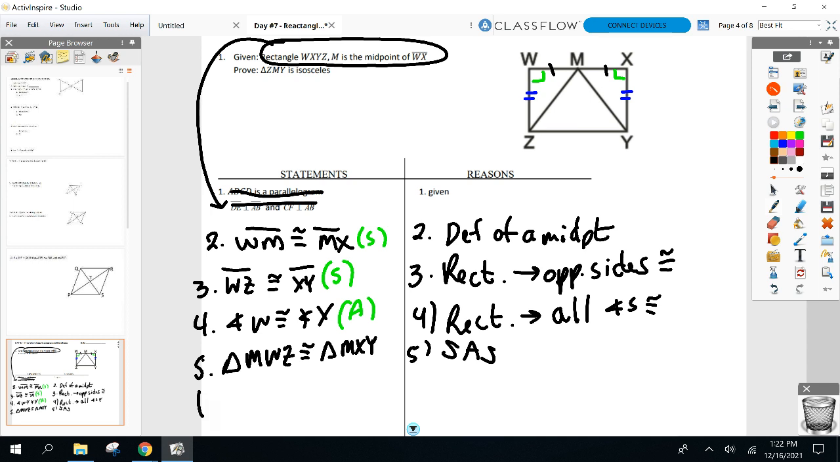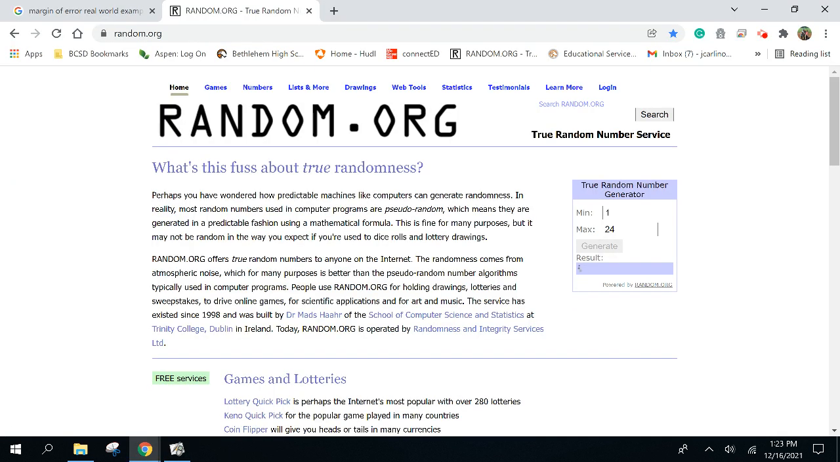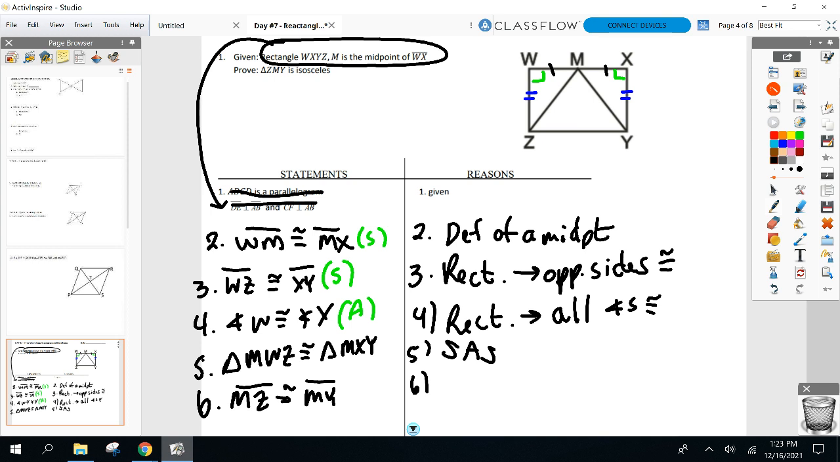And then here we go. You said prove the triangles congruent, so I can get MZ congruent to MY. Reason here? Why are those two now equal? Oh, 6. Why are those equal? Yeah, I just proved triangles, so that means all the parts are equal now. And then finally, I think ZMY is an isosceles triangle now.